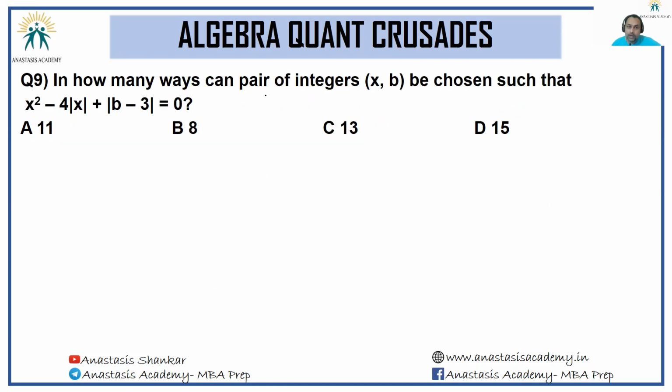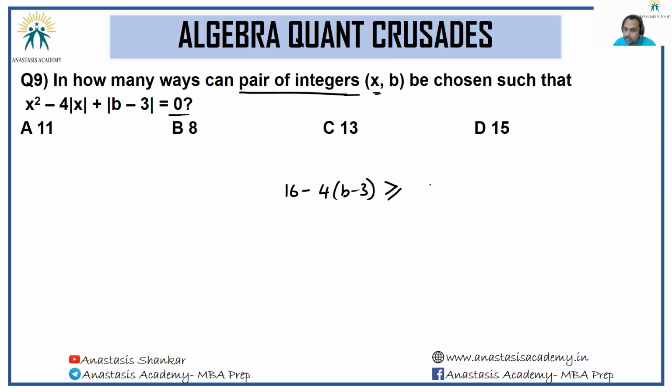Okay. In how many ways can pairs of integers x, b be chosen such that x square minus 4 mod x plus b minus 3 is equal to 0? Now see, x here, this expression is given in x only, and x also happens to be a root of this expression. So given that we have a root of the expression as integral, that is another way of saying that the discriminant D has to be a positive number and a perfect square number. So D here is given by 16 minus 4 times mod b minus 3.